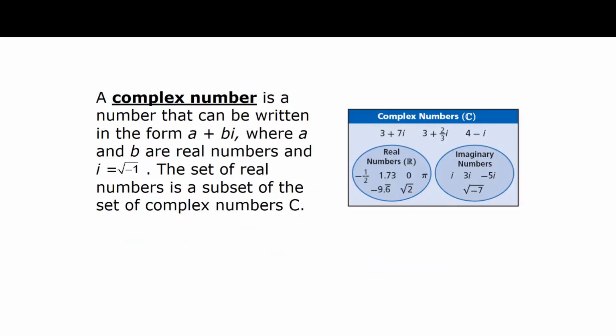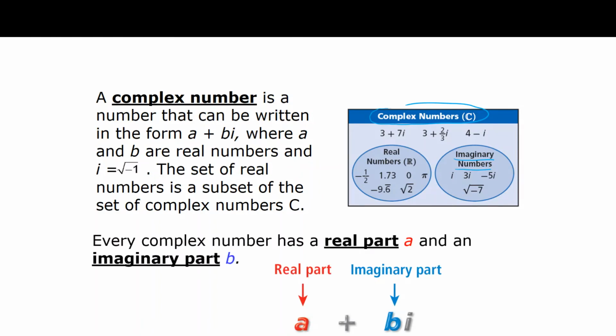Okay, now a complex number is a number that can be written in the form a plus bi, where a and b are real numbers and i equals square root of -1. The set of real numbers is a subset of the set of complex numbers. So when we first started, we've only been working with real numbers, and now we're going to be working with real numbers and imaginary numbers. Every complex number has a real part, the a, and an imaginary part, which is going to be our b.